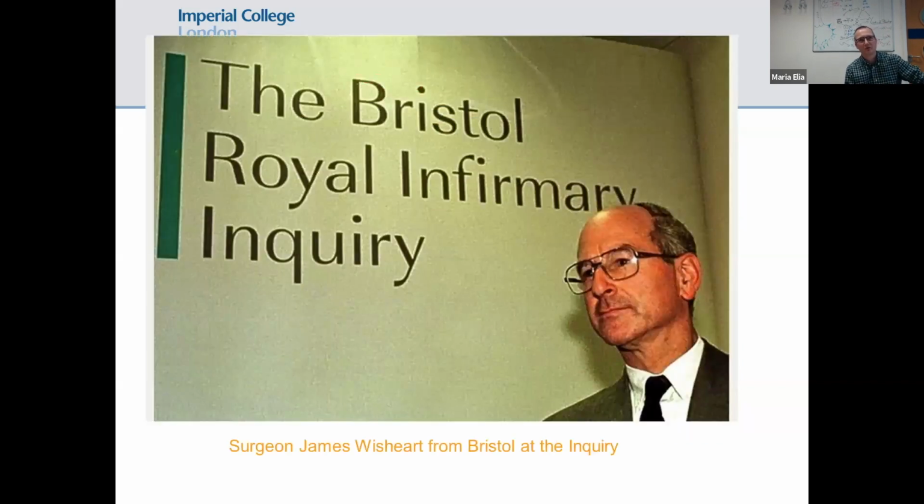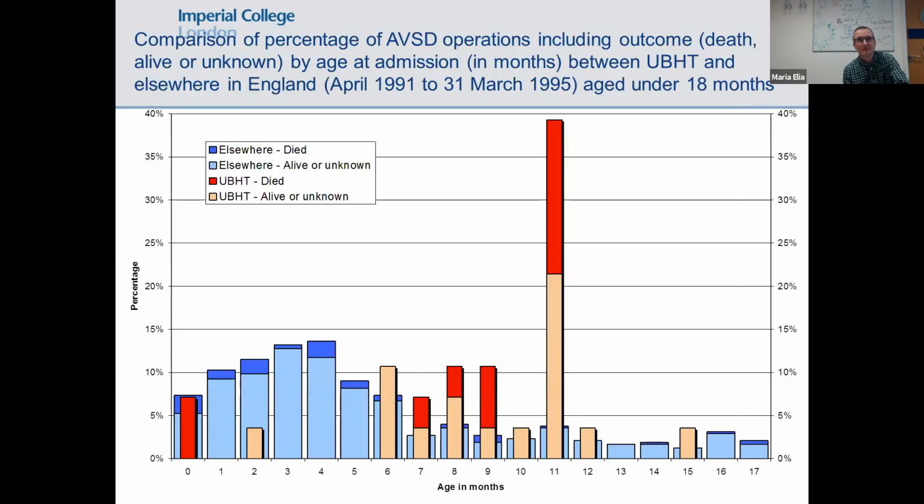So the first one, this chap is one of the surgeons at the heart of the scandal, James Wisheart, who along with his colleagues used to do these operations to fix congenital abnormalities in small children. And essentially he just wasn't very good at doing them. And here are the figures.